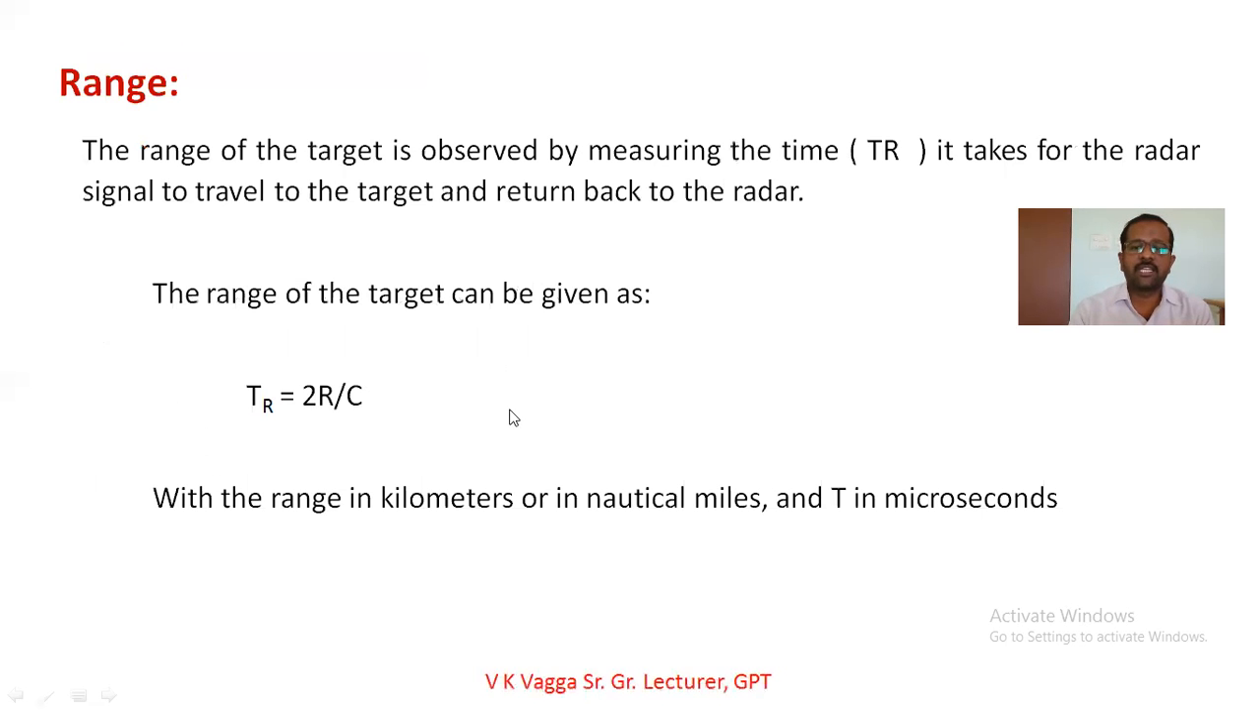Initially, if you take the range, what is the range? The range of the target is obtained by measuring the time, indicated as TR, that it takes for the radar signal to travel to the target and return back to the radar itself. If the signal is emitted from the antenna, it hits the target, is reflected, and comes back to the radar antenna.